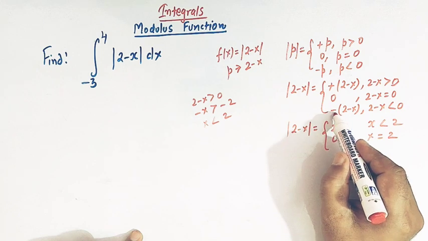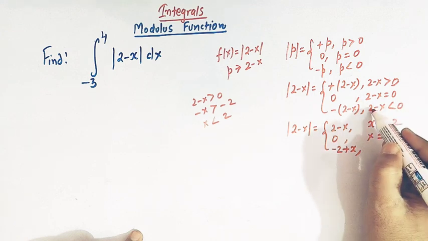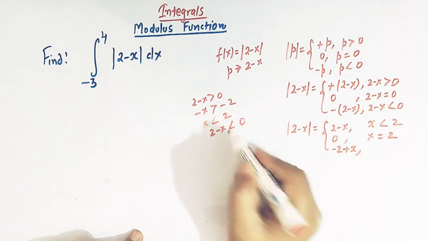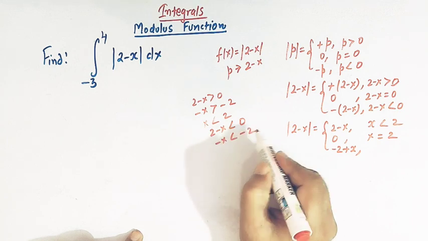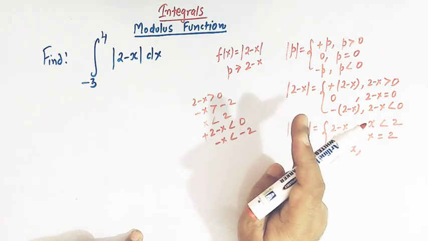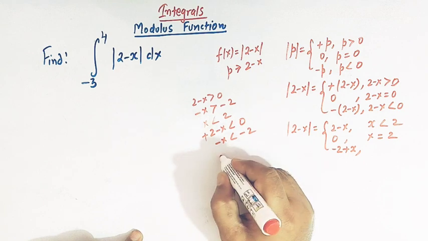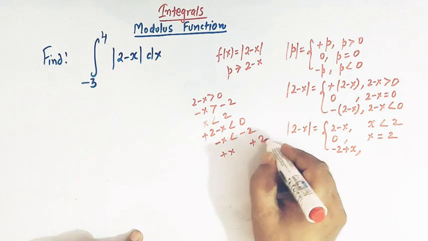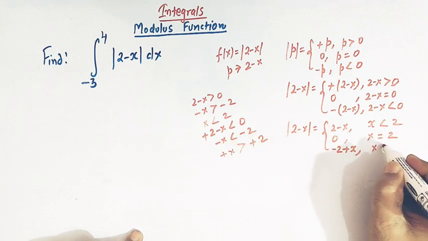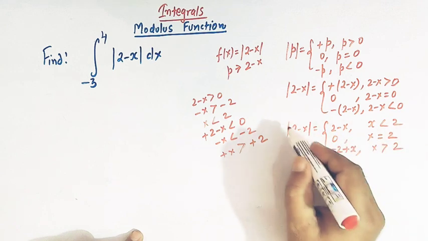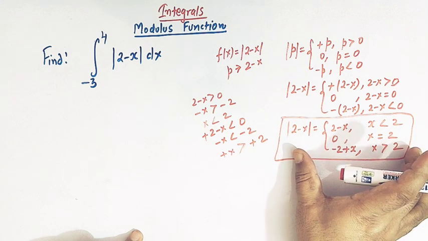And here we have the negative of 2 minus x, so this is minus 2 plus x when 2 minus x is less than 0. Again, solving this inequality, we have minus x less than minus 2, taking this 2 to the right hand side and multiplying both sides by -1, we get x greater than 2, but the direction of the inequality gets reversed, right? So here we have x greater than 2. So now we have mod of 2 minus x like this, right?